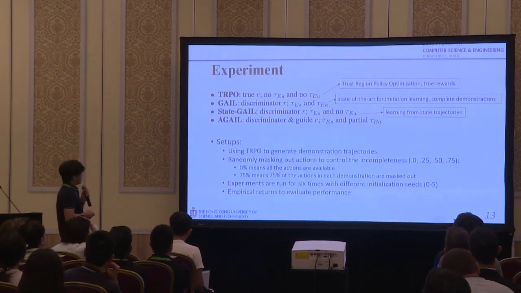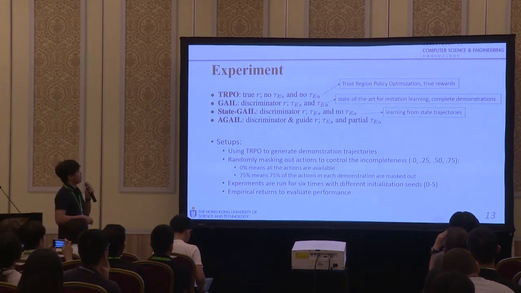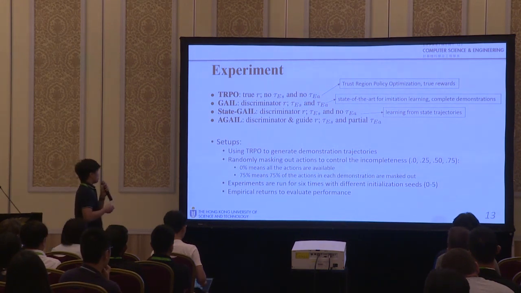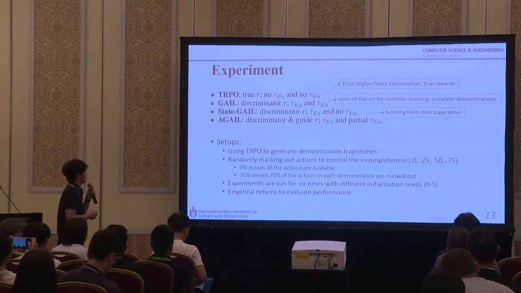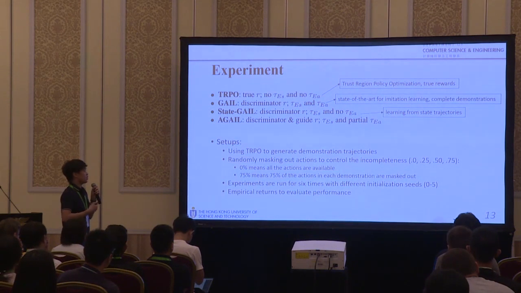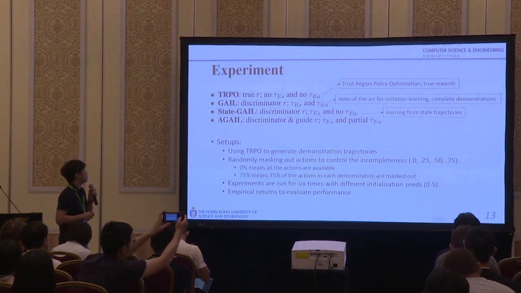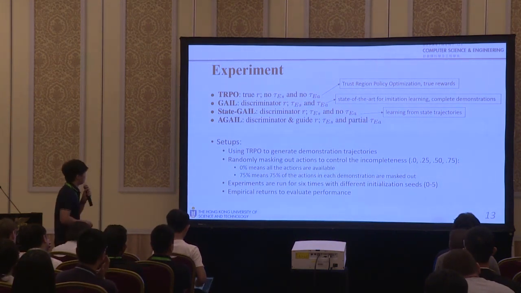Then we test our algorithms against TRPO, GAIL, and state GAIL. TRPO is actually the expert here, trust region policy optimization. TRPO needs to know the true rewards so it can get the expert policy. GAIL is kind of the state of the art in imitation learning, and it assumes that the demonstration should be complete. And in order to validate our idea, we also use state GAIL. That means we only learn from state trajectories, and here is our proposed algorithm.